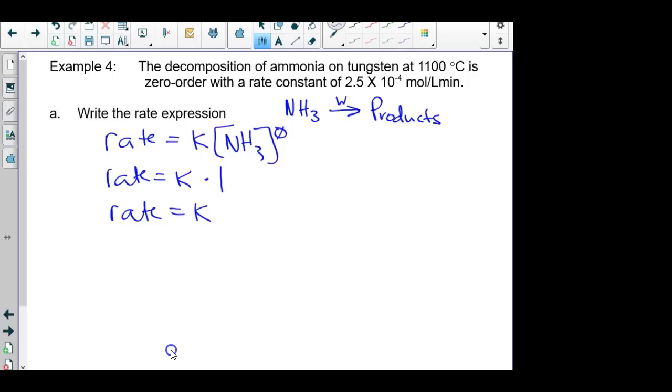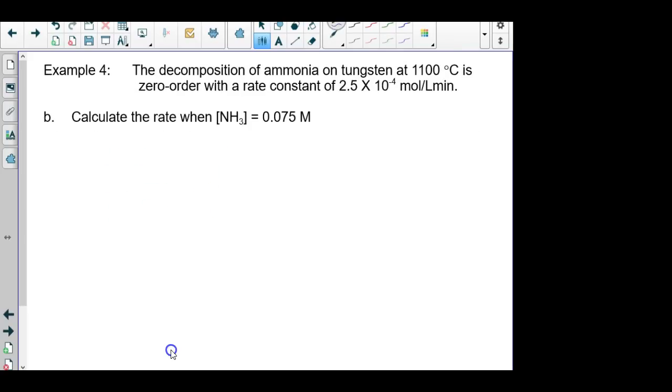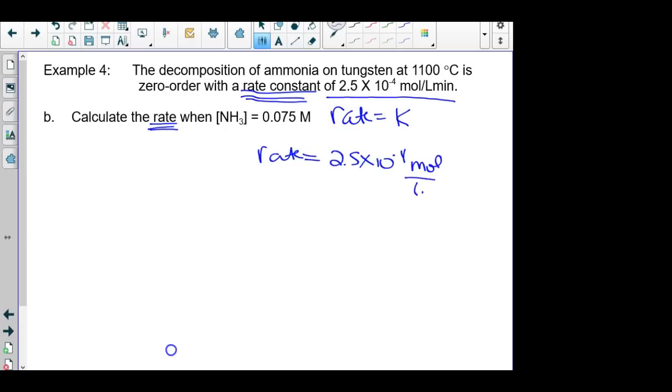Let's go on to part B. Okay, then it says calculate the rate. Got to remind ourselves what the expression is. Rate equals K. Remember that NH3 is not written because it's 0 order, and anything to the 0 order would be 1. So it says calculate the rate when NH3 is 0.075 mole, big M. Remember, that's moles over liters. Well, we have no place to plug that in because it doesn't affect the rate. So then rate equals K, and we know K is this based on the sentence, because remember, rate constant is K. So 2.5 times 10 to the -4 moles over liter minutes.